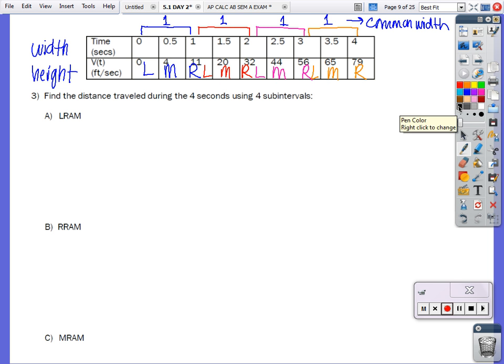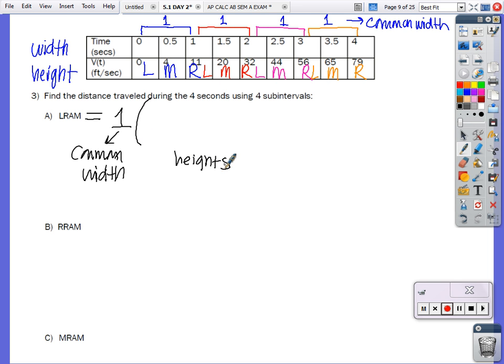So if I'm asked to find my distance traveled during the 4 seconds with 4 subintervals, I would find an area. My area would be my common width multiplied by all of my heights. So what are my heights? For my LRAM, they would be, in blue, 0. My red one would be 11. My pink one would be 32. And my orange one would be 56. So I use the colors to coordinate so I know which ones I'm doing.